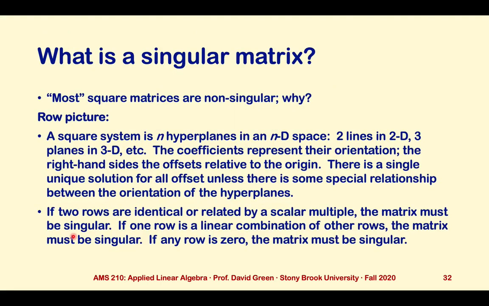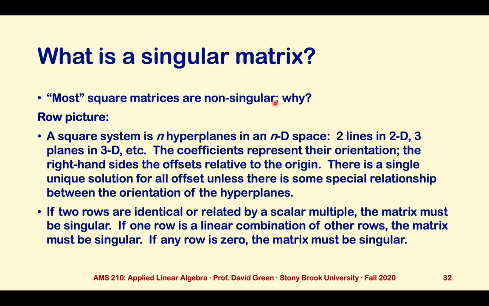That almost wraps up the discussion, but I want to end here with just a little bit more conceptual discussion of what we mean by a singular matrix. What is a singular matrix? When does an inverse not exist? What does it mean when an inverse doesn't exist? You will often hear me say, and other people say, that most square matrices are non-singular.